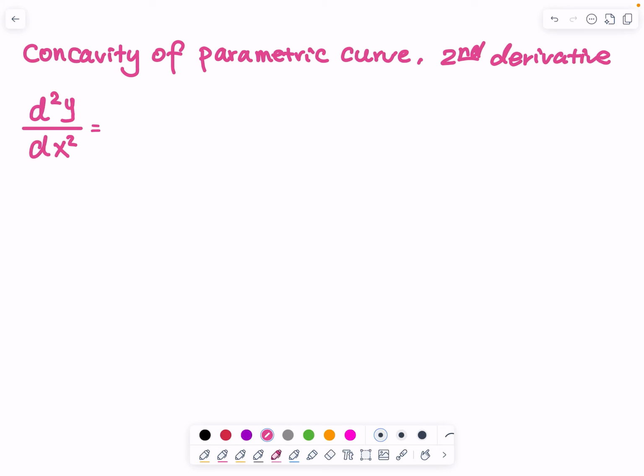Concavity of a parametric curve: for concavity, you have to use the second derivative. Up to this moment, we discussed the first derivative. Graph of a parametric equation: you choose the value of t, plug t into x and y, plot all the points, connect them, and draw the orientation.